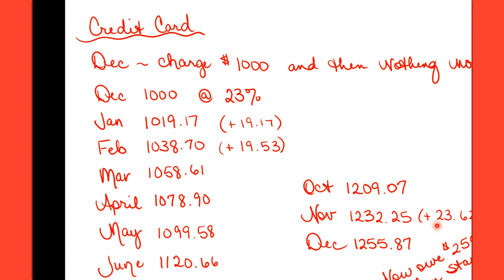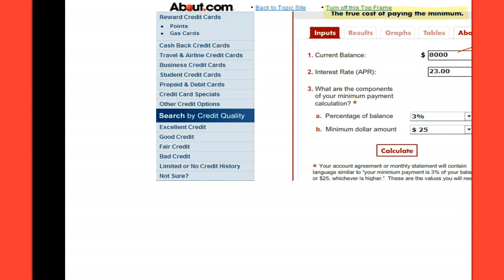And if you add all of those interest payments up, you'll now owe $255 more than what you started with. That's 25.5% interest, right? I thought it was only 23%. The difference is the compounding. It's the interest on the interest.